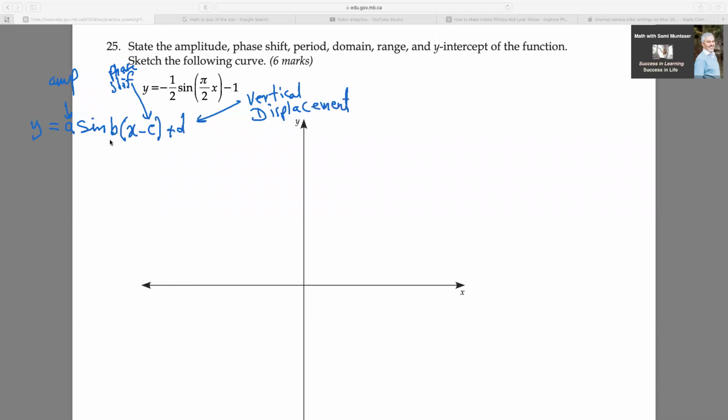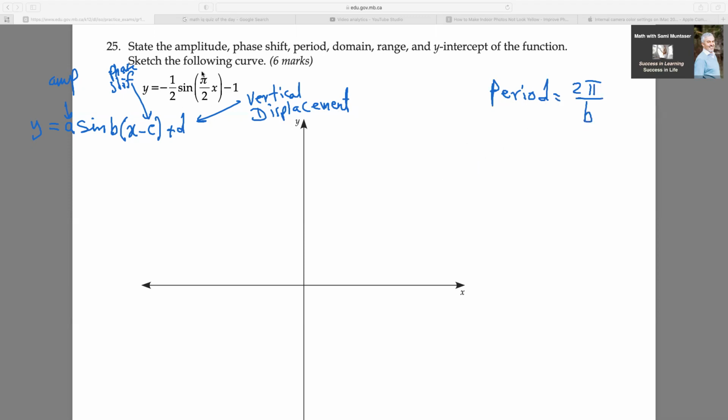and b, a lot of students, when you ask them what's b, they say, oh, it's the period. No, b is not the period. B is to find the period. So the period equals 2 pi over b.